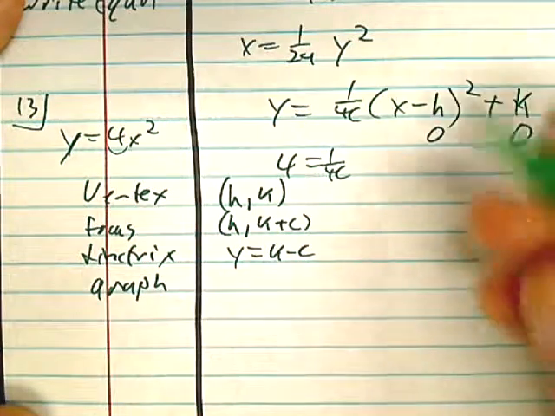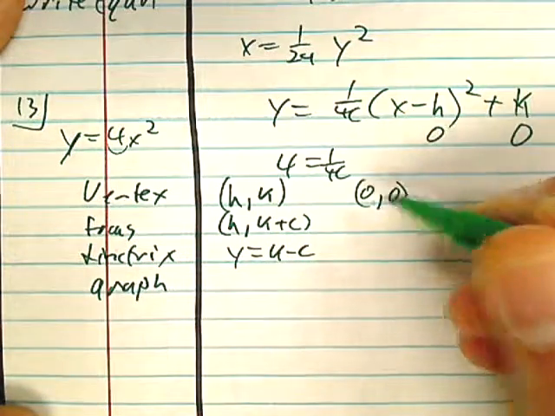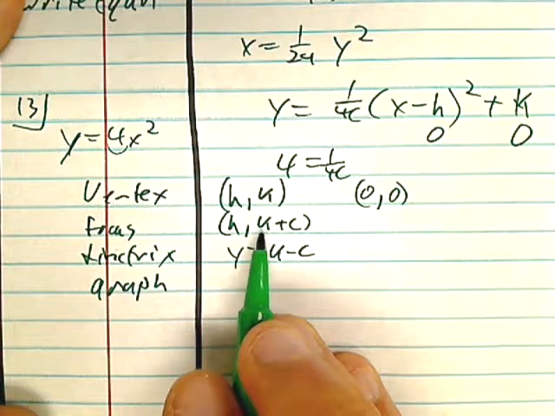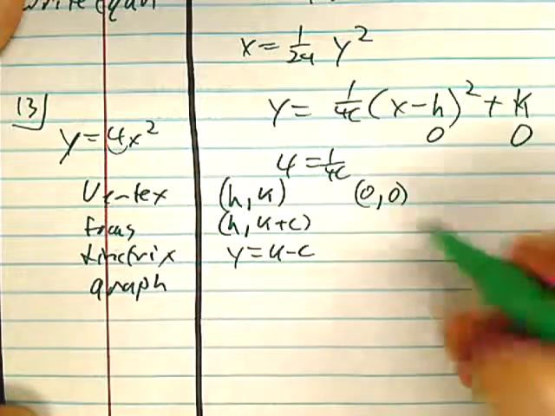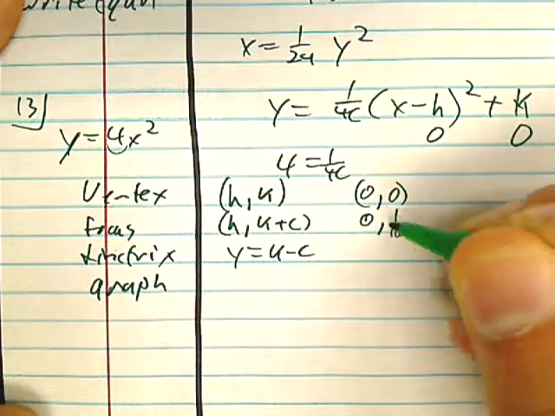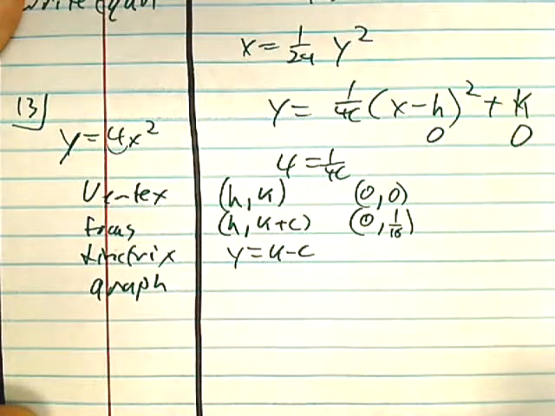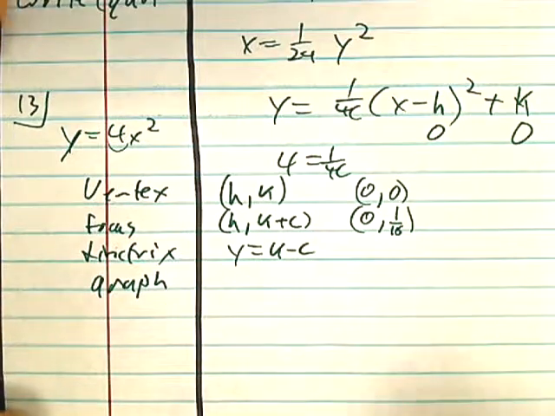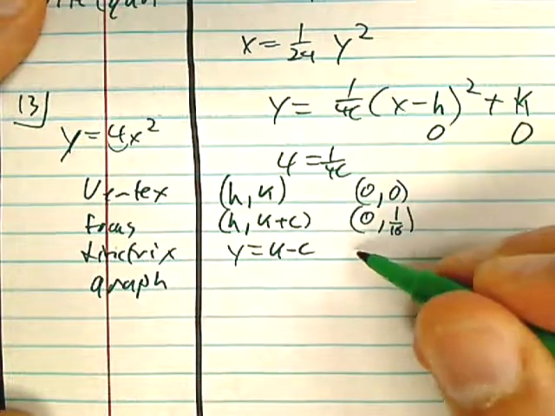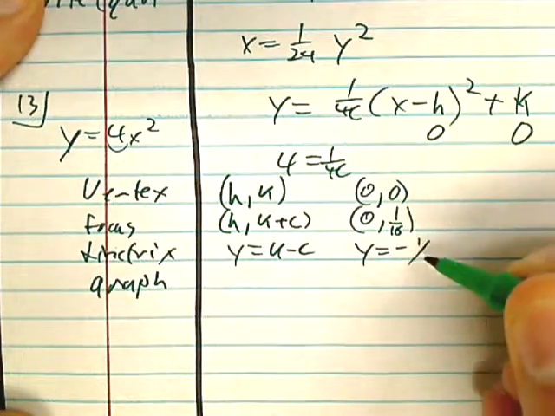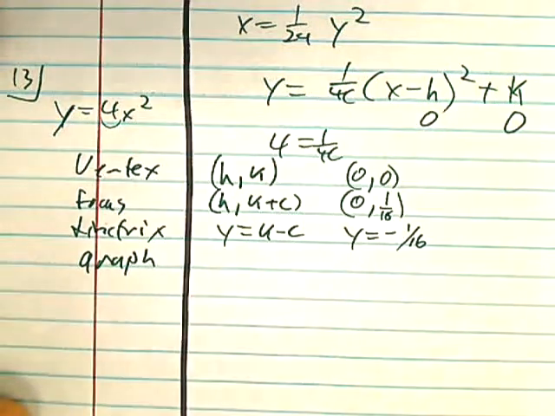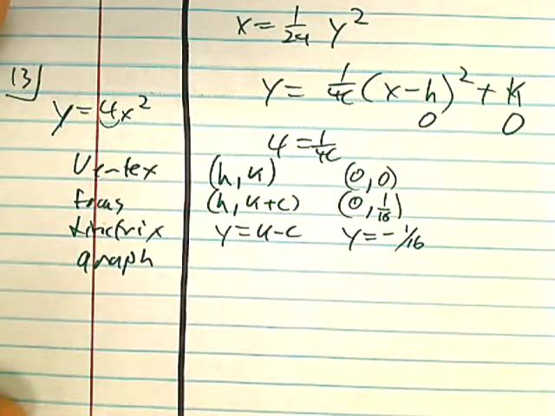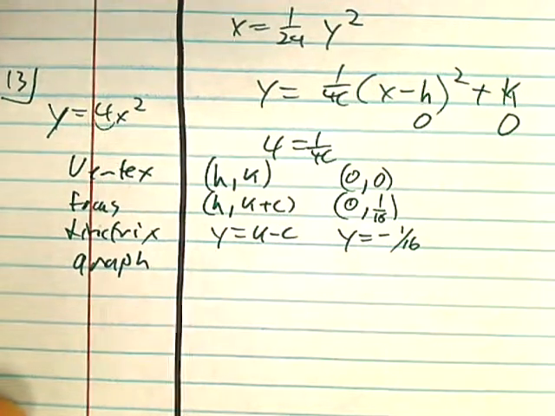Well, h and k are both 0, so the vertex is 0, 0. For the focus, h and k are both 0, and c is 1/16. We solved that, and we got 1/16. So the focus is 0, 1/16. And 0 minus 1/16 gives the directrix y equals negative 1/16. When I graph this, I'm going to kind of exaggerate that 1/16. That's a small number, and I want to be able to see that.